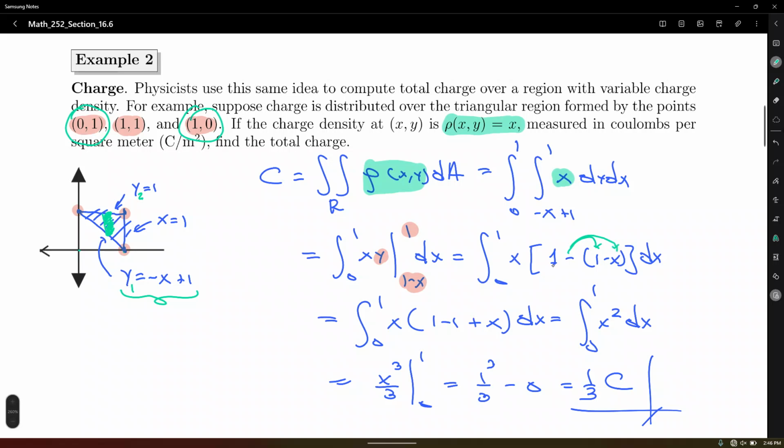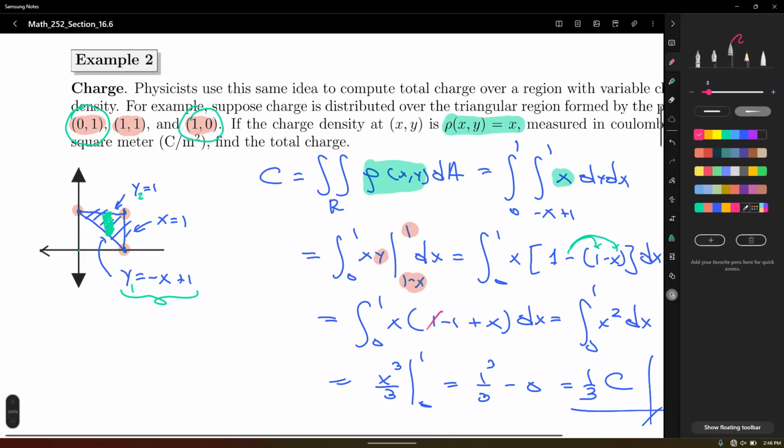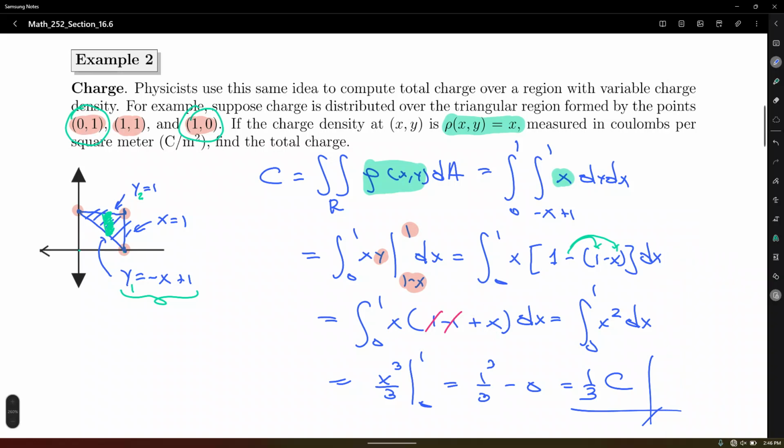So that'll be then 1 minus 1 right here and 1 minus negative x, which becomes a plus x. As we can see, 1 minus 1, we can cancel them out. That's going to be 0. 0 plus x, that's x. And x times x right here, that's going to give us an x squared. So here all we need is to integrate this x squared.